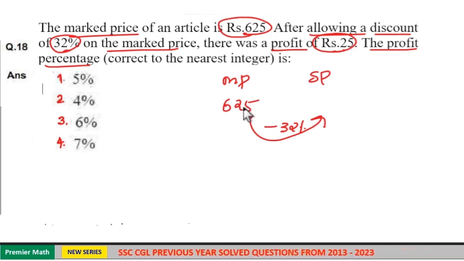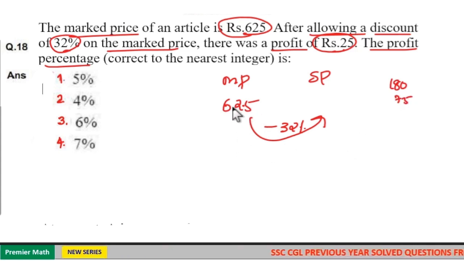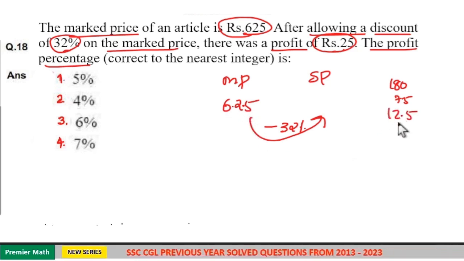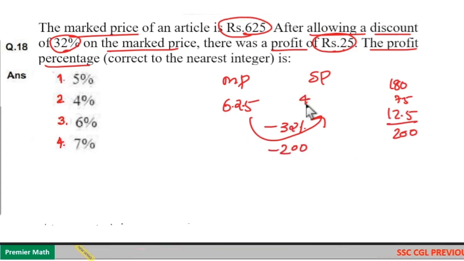Find it. Here 10% of 625 is 62.5. So 30% is 3 into 62.5. 3 into 60 is 180. 3 into 2.5 is 7.5. And here 1% of 625 is 6.25. So 2% is 6.25 into 2, that is 12.5. Now 12.5 plus 7.5 is 20. So total 200. That is 200 discount on this 625 will give you 425 rupees.